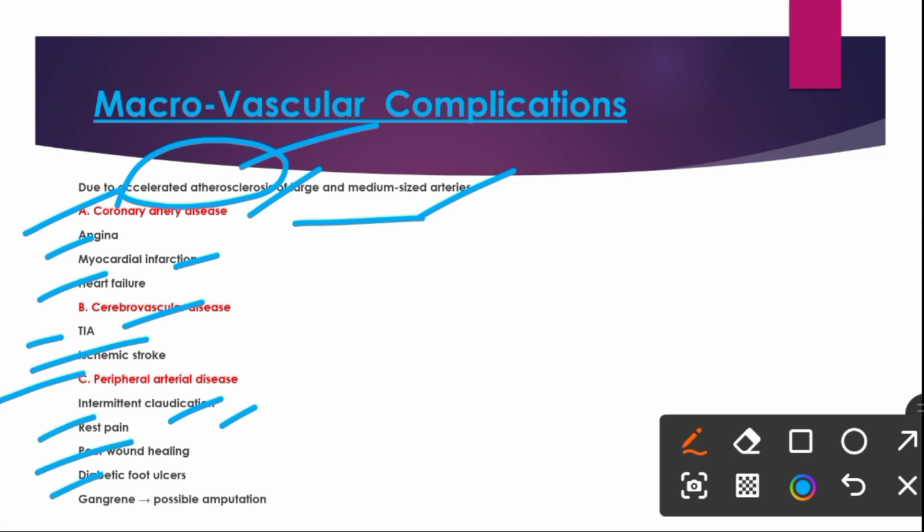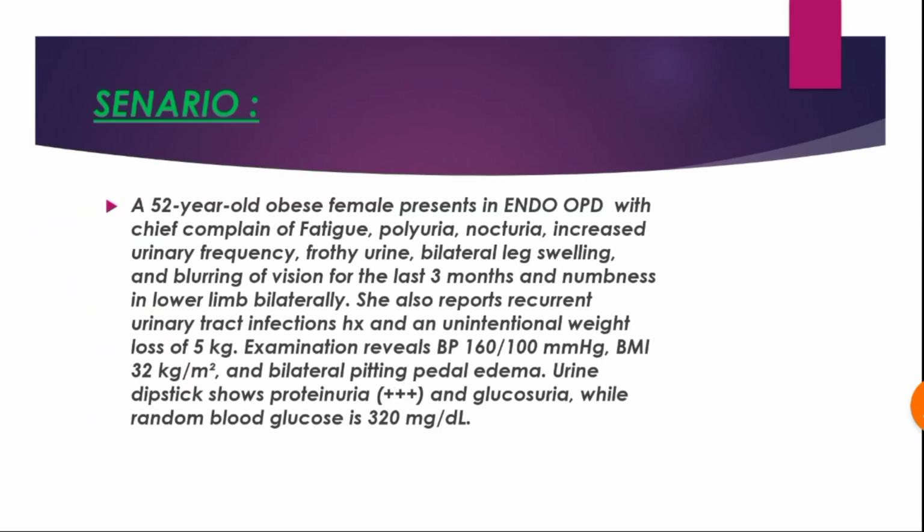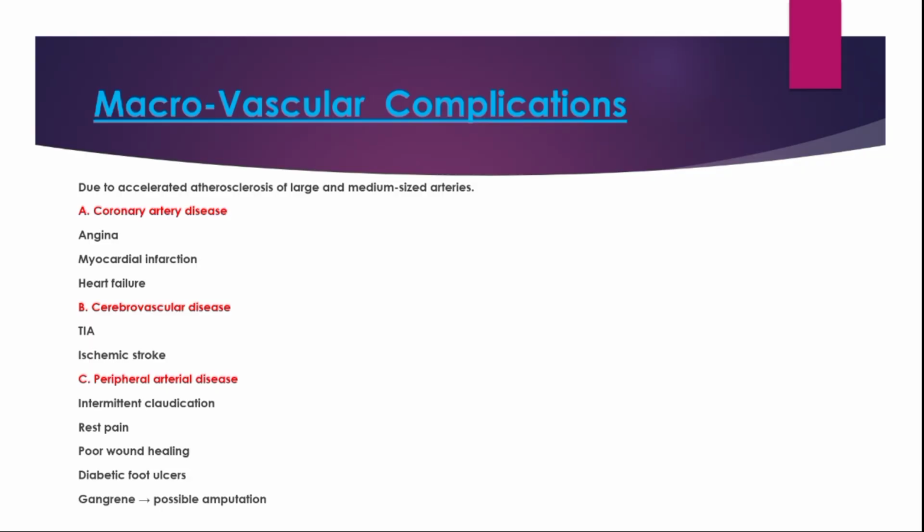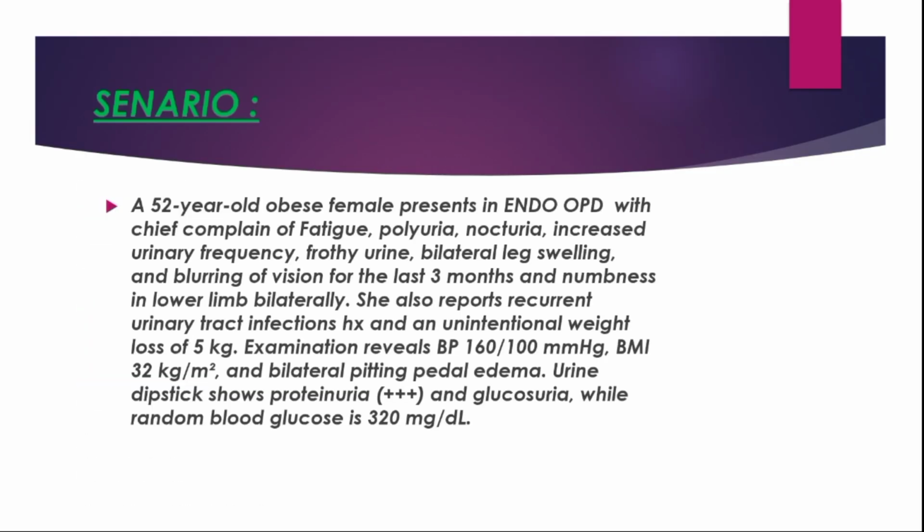There is an increasing risk of diabetic foot and diabetic foot ulcer occurring, and there's an increasing risk of gangrene, which will lead to the amputation of that organ, that is the foot. So it was all about diabetes mellitus and its management and the complications.